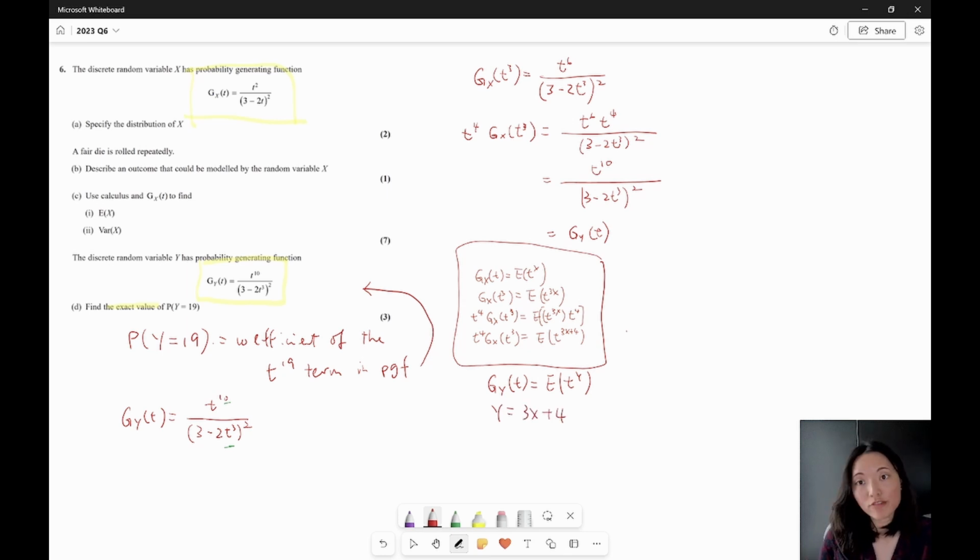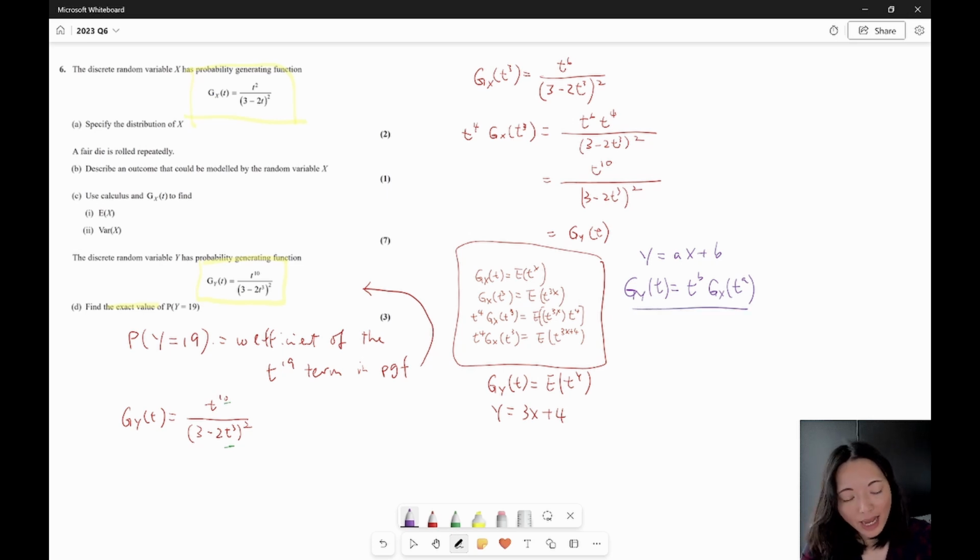So this is a very good transformation. I've actually worked out a very useful expression for you to remember, which is when y equals ax plus b, then the probability generating function of y equals t to the b times the probability generating function of x evaluated at t to the a. This you can derive just like how I did, but maybe it's useful for you to memorize this expression. It's not given in the formula booklet, but just be careful where the b is and where the a is because some people get confused.